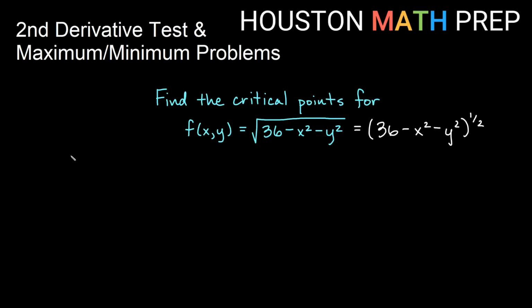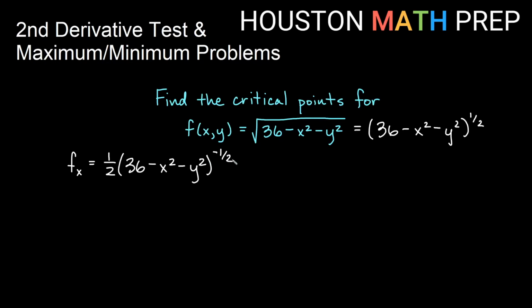So remember, we'll have to figure out when these partial derivatives are both 0 or one of them is undefined. So we'll look at partial fx. Power rule, the 1/2 will come out front. We won't touch the inside stuff, so we'll leave 36 minus x squared minus y squared. The power goes down by 1, so that will be to the negative 1/2 power.